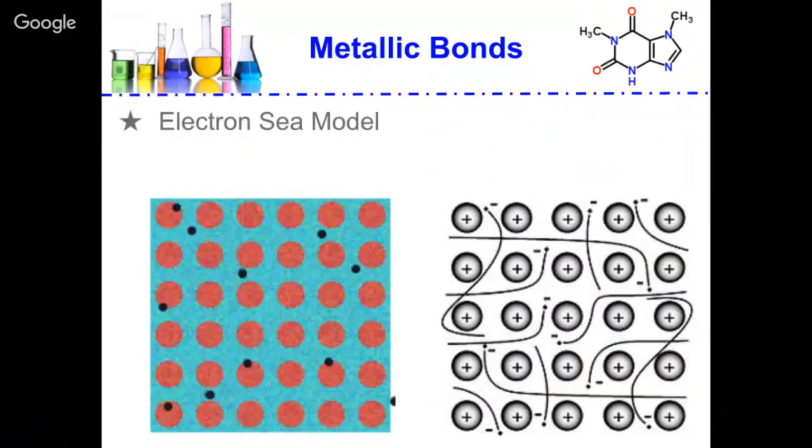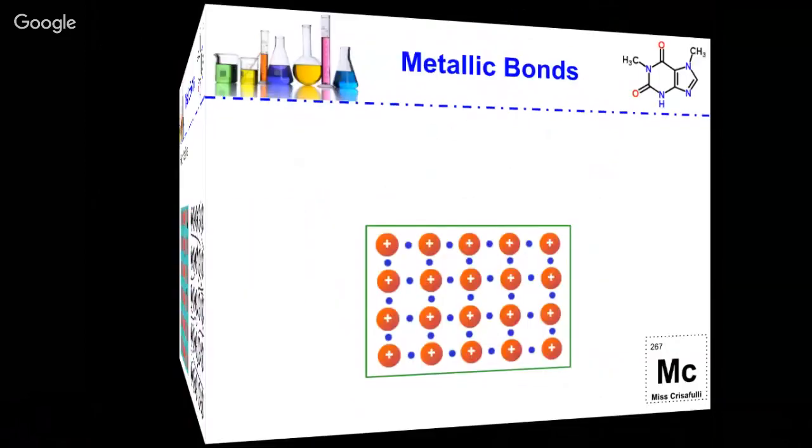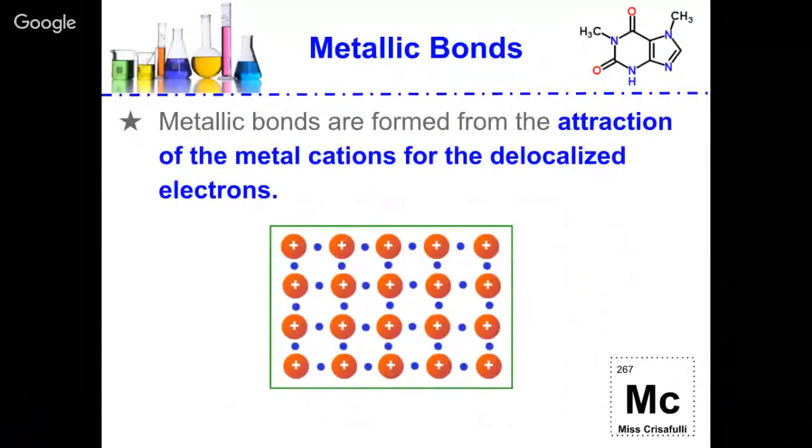So here are two pictures of the electron sea model. These atoms, remember, are all positively charged because they're all metals. They gave up their valence electrons, their outermost electrons, and now these electrons are being distributed throughout the cation lattice. So metallic bonds are formed from the attraction of the metal cations for the delocalized electrons. And remember, those delocalized electrons are the ones that are moving through the entire lattice.